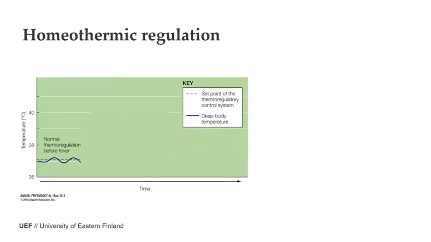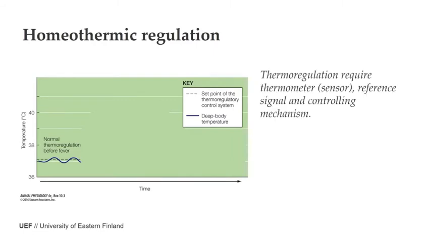And homeothermic regulation is based on three simple things. You need a thermometer, so a sensor to detect what the temperature is. Then you need a reference signal to tell what the normal temperature is. And you need a controlling mechanism, so a way to heat the body up or cool it down.